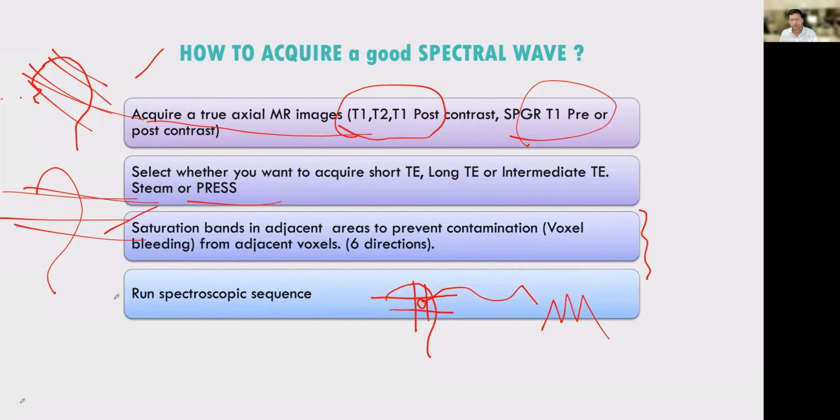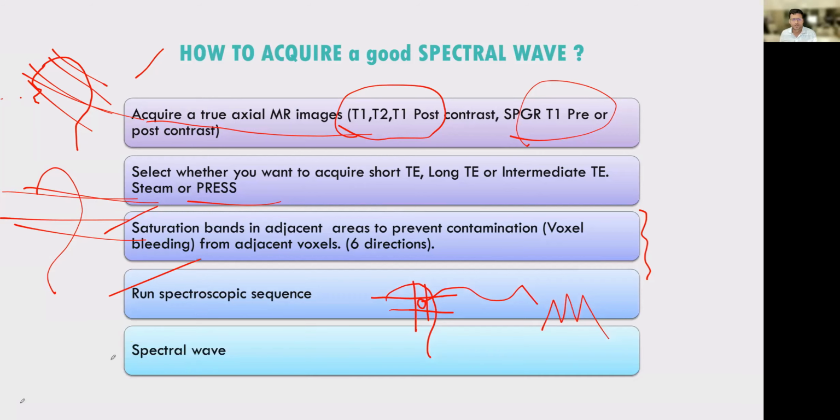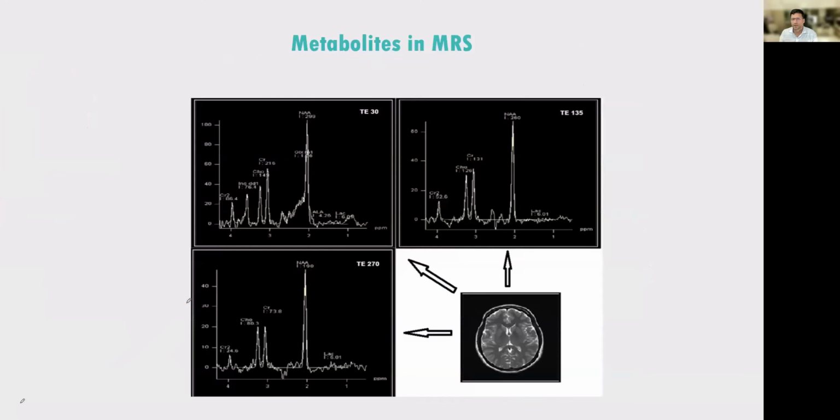After saturation, you have to run the spectroscopic sequence and you get a spectral wave. So, okay, you have followed all of this and you got the spectral wave. You sat with your technician, you got a beautiful spectral wave. And you have to understand the spectral waves. You have three sequences in your vendor: one is the short TE sequence, the intermediate TE sequence, and the long TE sequence.